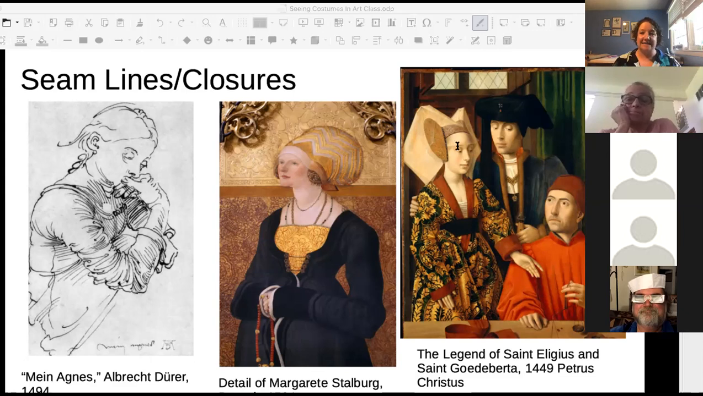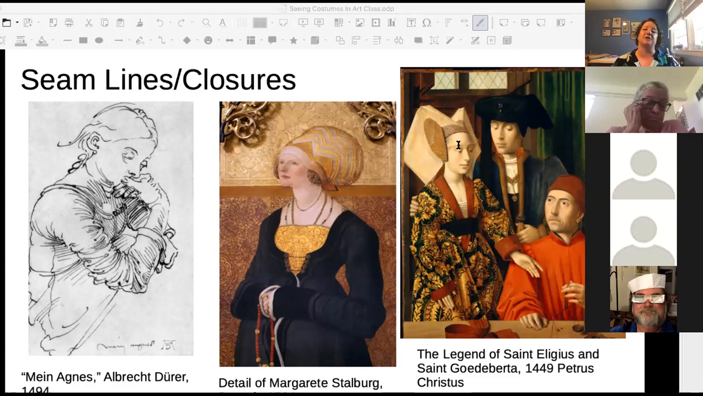Obviously, if you can see closures, you can generally figure out what they're doing. You can guess pinheads, you can guess hooks and eyes, you can usually see buttons. Lacing is always kind of a pretty obvious one. So if you can see closures, they'll give up the game. You know sort of what they're doing then.